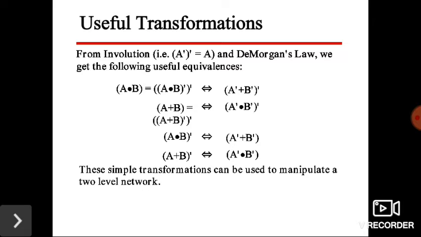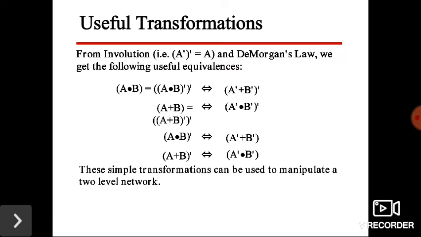For A plus B, we can write it as the complement of A bar dot B bar. We already know that. So A plus B means the complement of the complement of A plus B, and the double bar gives the same answer as A plus B. Then the complement of A dot B we can write as A bar plus B bar, and the complement of A plus B we can write as A bar dot B bar.